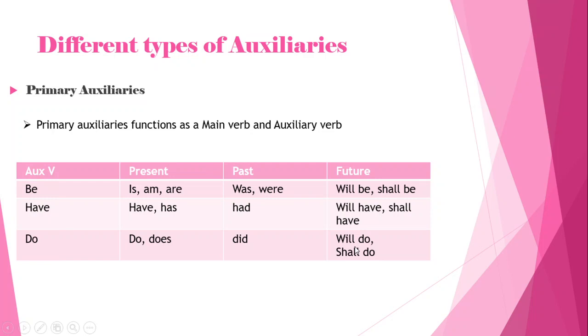Now primary auxiliaries are not that important from an examination point of view, but as literature students you need to learn about them. What is the difference between primary and modal auxiliaries, that you need to learn. But other than that, more questions would come from modal auxiliaries. So without much ado, we can move on to the difference between primary auxiliaries and modal auxiliaries, and then we will move on to the main topic, which is modal auxiliaries.